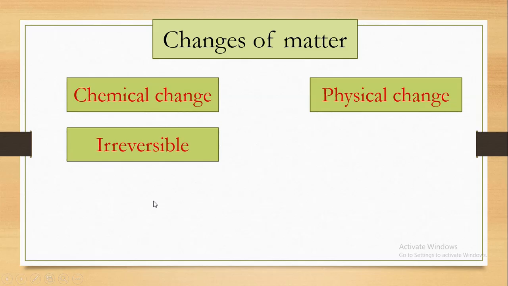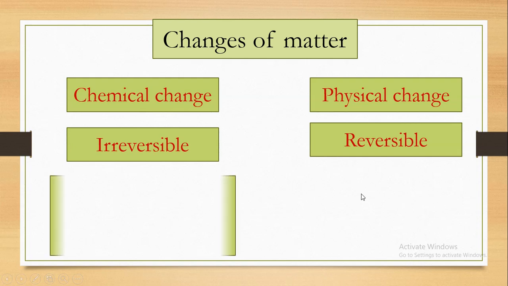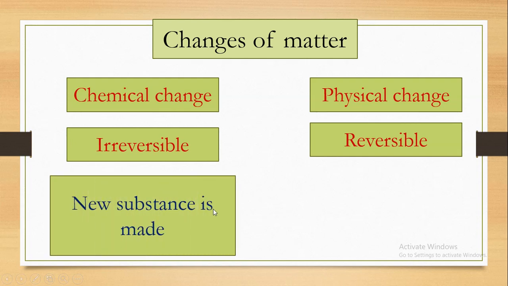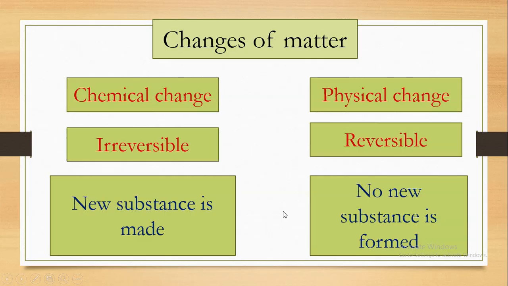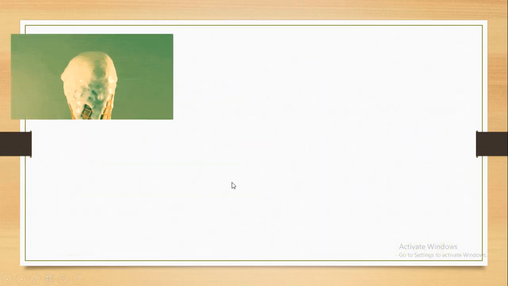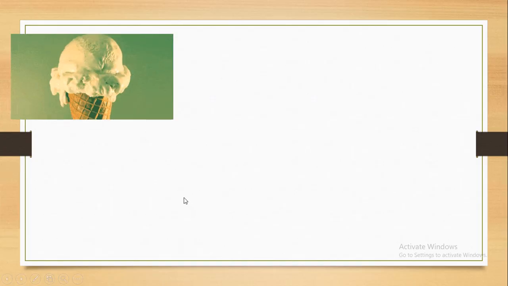The chemical change is irreversible. The physical change is reversible. In chemical change, new substances are formed. In physical change, no new substance is formed. Now to the exercise. We have these changes, and you're going to tell me if it's physical change or chemical change.